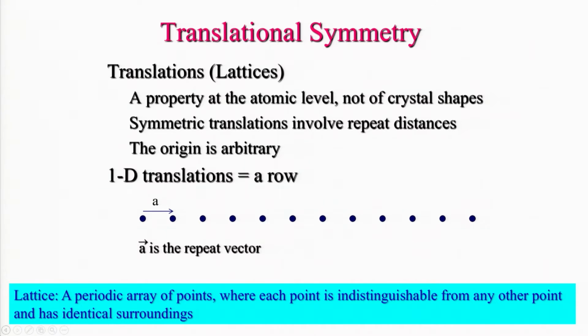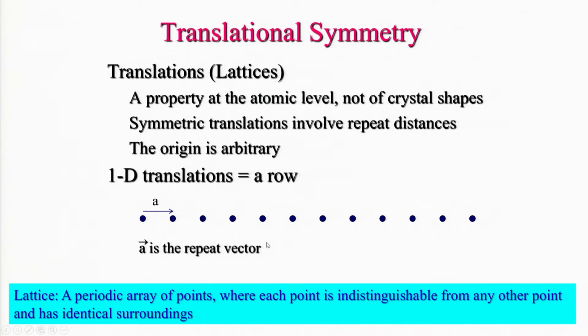So, what is translational symmetry here? In translational symmetry, lattice nodes are translated in a particular direction along a repeat vector, as has been shown here, and this translation along a particular direction along a particular repeat vector develops a one-dimensional array of lattice points, and this we call a row.